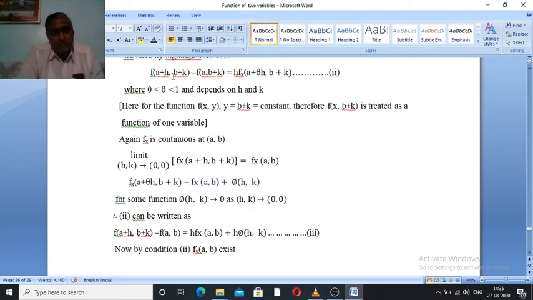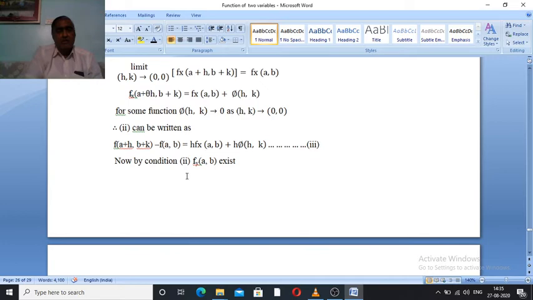Here f(a + h, b + k) − f(a, b) is equal to h f_x(a + θh, b + k). Here f_x(a + θh, b + k) is f_x(a, b) + φ(h,k), which is equal to h f_x(a, b) + h φ(h,k). Suppose this is equation 3.